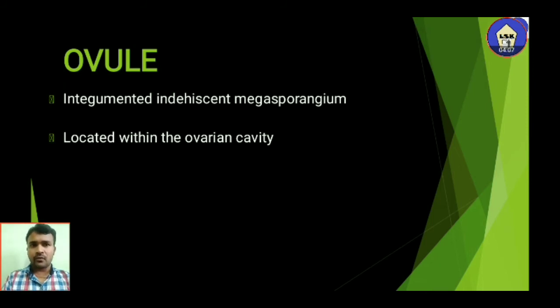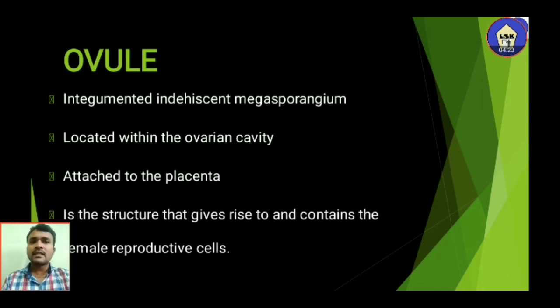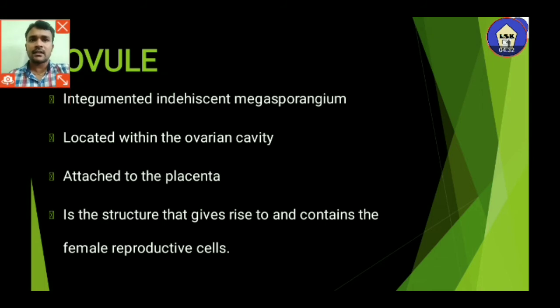The ovules are located within the ovarian cavity or the locules, and these ovules are attached to the placenta. I told you about the placenta, the sticky mass of tissue to which the ovules are attached. It is a structure that gives rise to and contains the female reproductive cells. Remember, female reproductive cell means particularly the female gamete. Before that, the female gametophyte will be formed, which is also developed within the ovule itself.